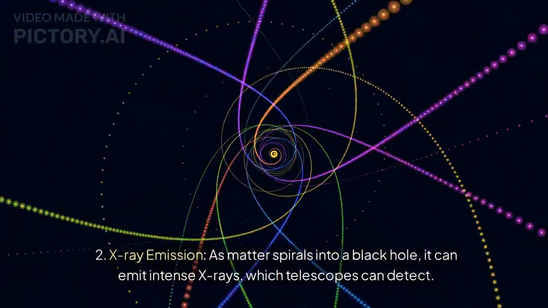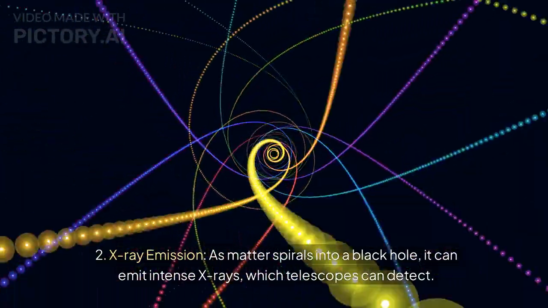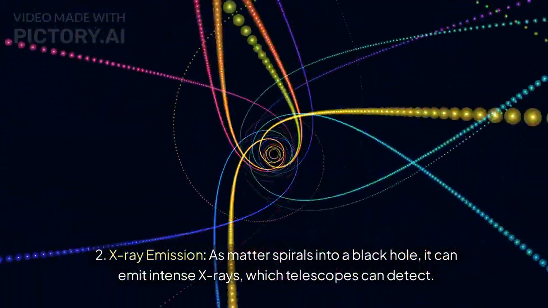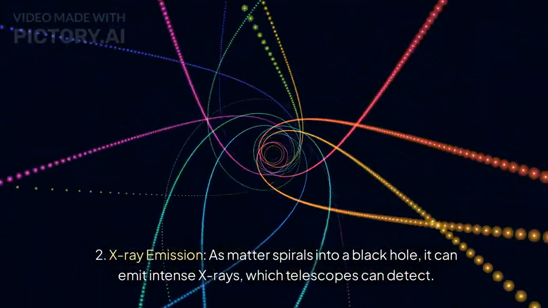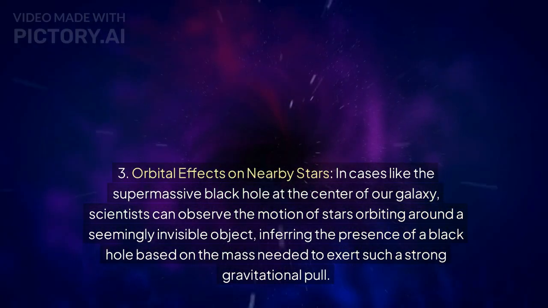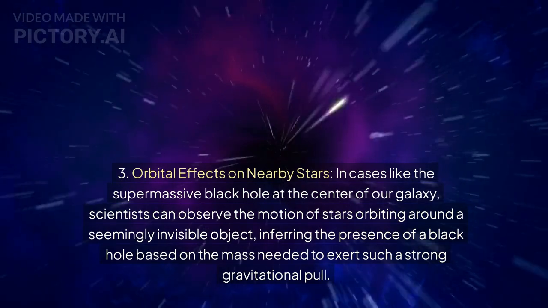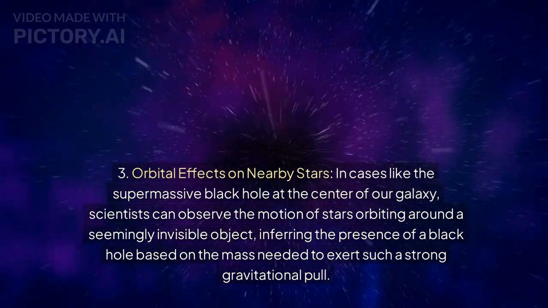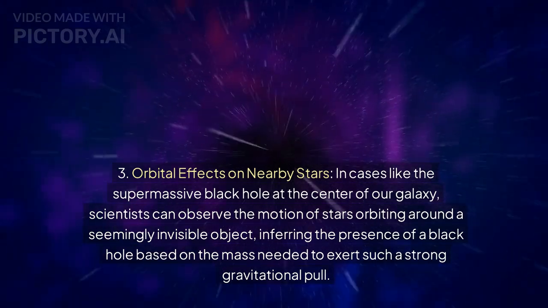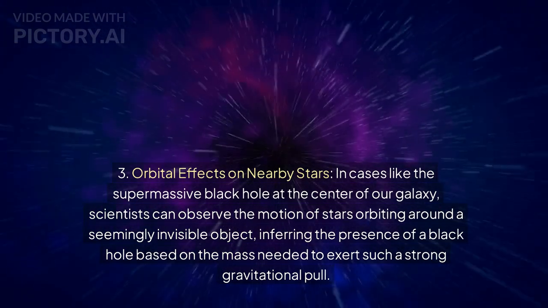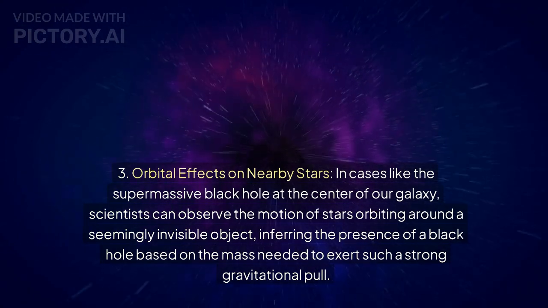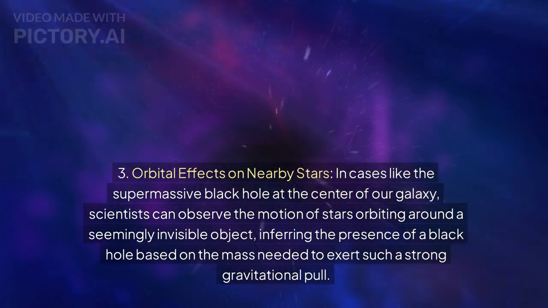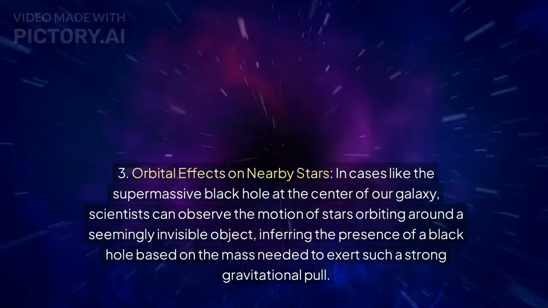X-ray emission. As matter spirals into a black hole, it can emit intense X-rays, which telescopes can detect. Orbital effects on nearby stars. In cases like the supermassive black hole at the center of our galaxy, scientists can observe the motion of stars orbiting around a seemingly invisible object, inferring the presence of a black hole based on the mass needed to exert such a strong gravitational pull.